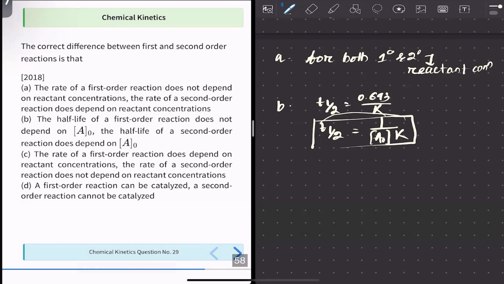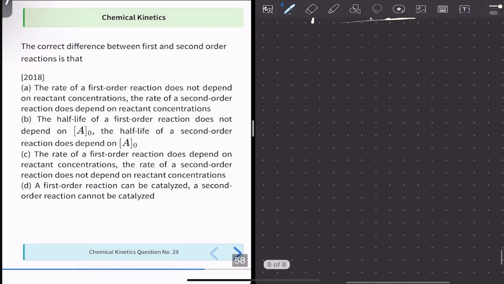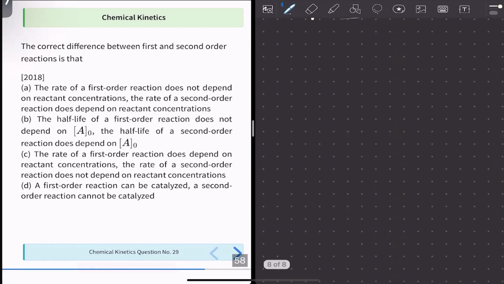Okay. A first order reaction can be catalyzed. A second order reaction cannot be catalyzed. No, it is incorrect. All types of reaction, whether it is a third order reaction or a fourth order reaction, it doesn't depend on the order of the reaction. You can catalyze a reaction of any order. So option D is incorrect.